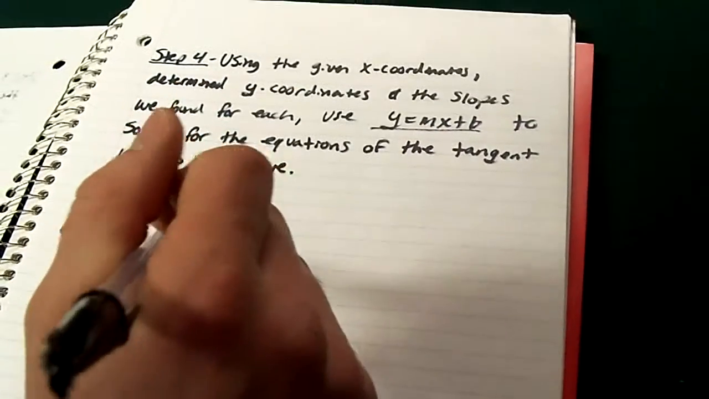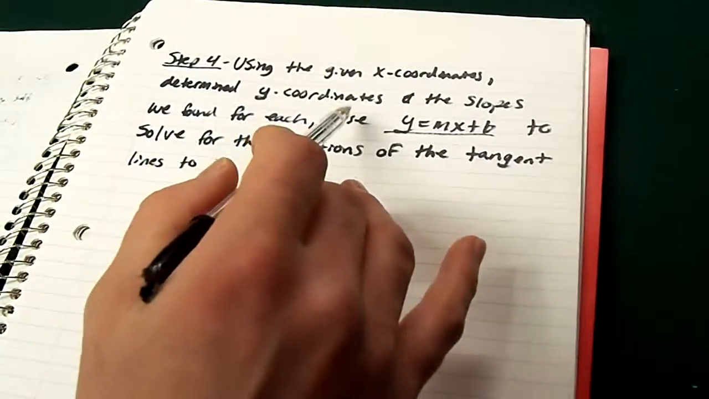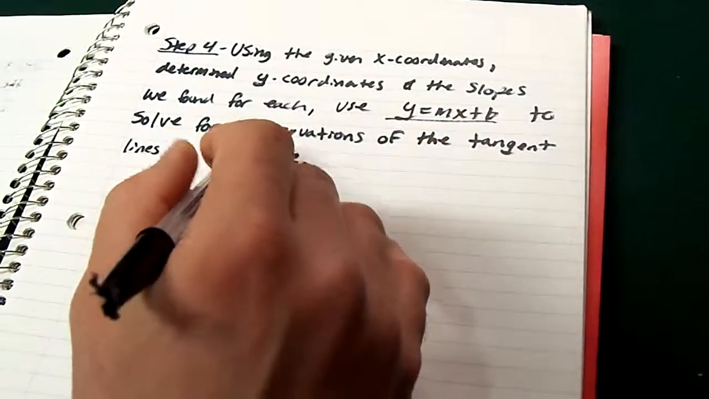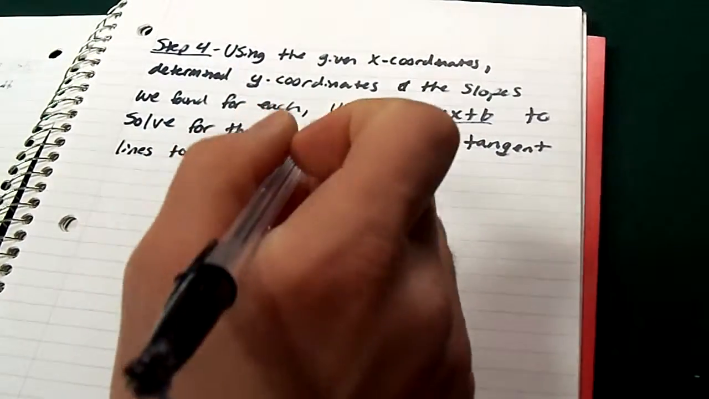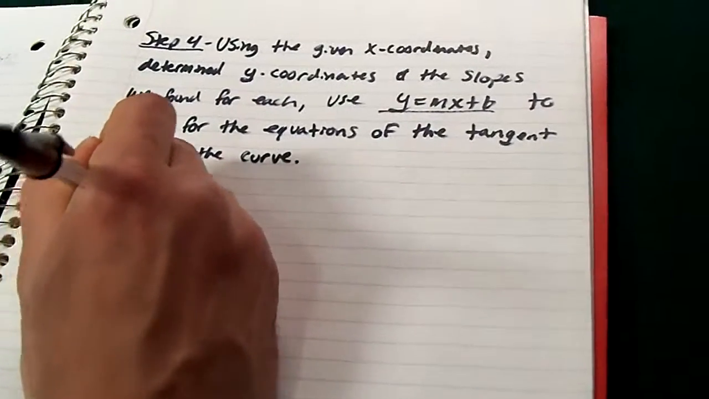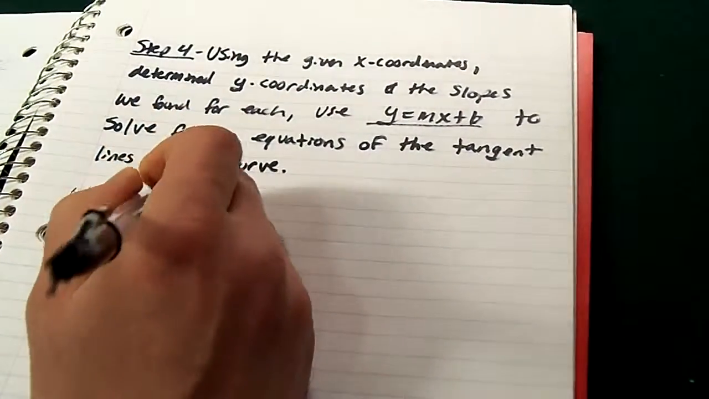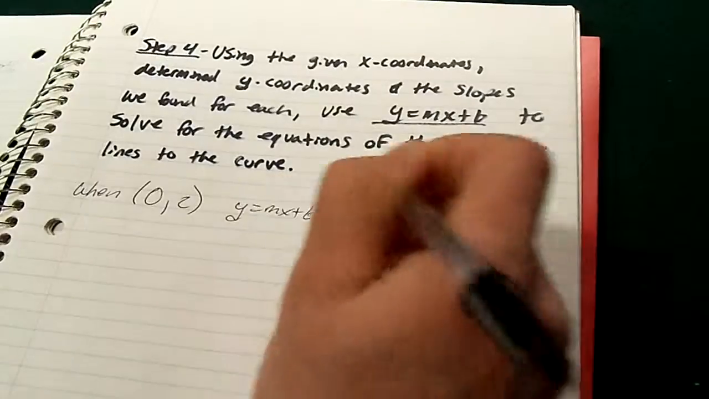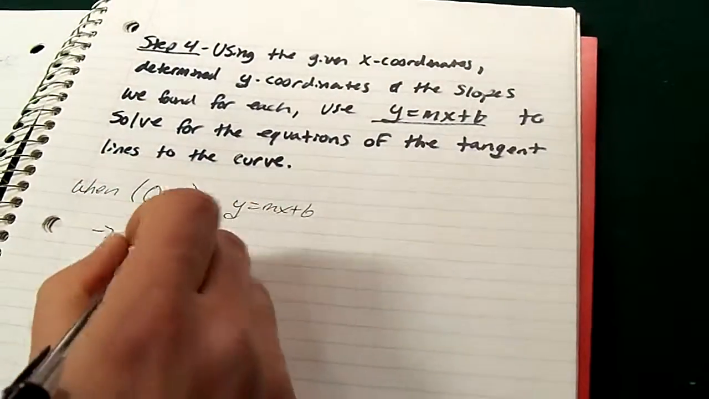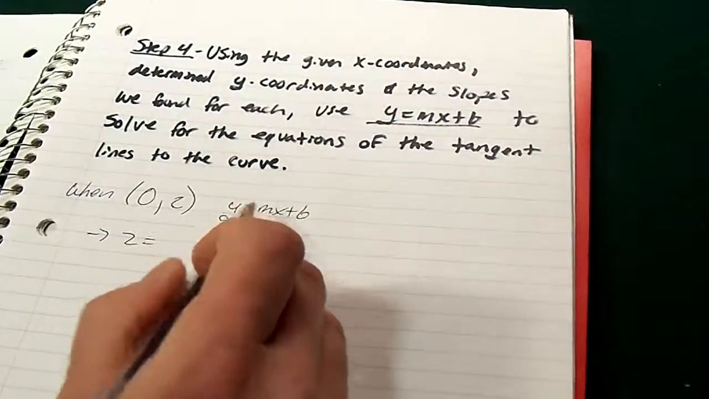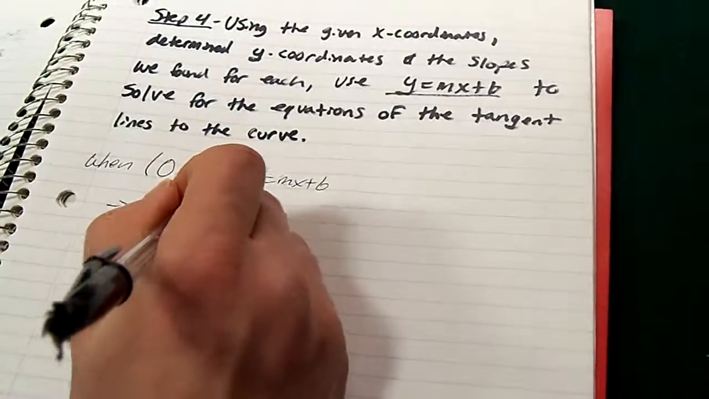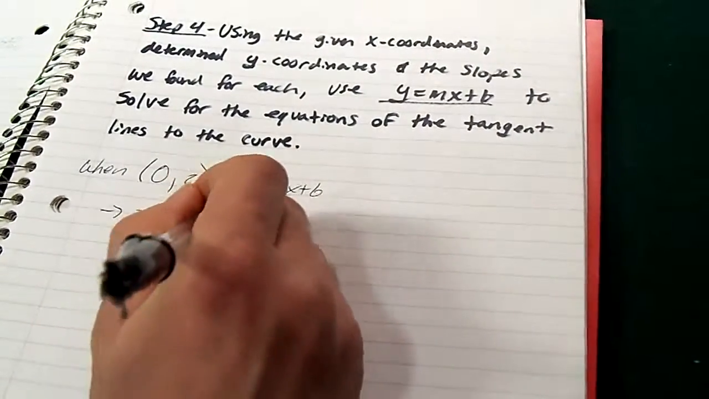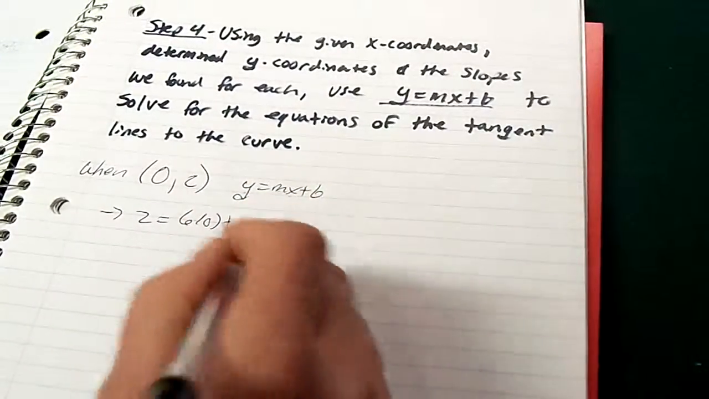So now lastly, in step 4, we use the given x coordinates, our determined y coordinates, and the slopes we found for each. Use y equals mx plus b to solve for the equations of the tangent lines to the curve. So here, we're going to use our first coordinate that we found. We know x was 0, and we found that y was 2 when x is 0. So using y equals mx plus b, we're going to plug in 2 for y, and our slope, which was 6, that's what we found in the last part, times x, which is 0, plus b, because here we want to solve for b. That's the point of this.